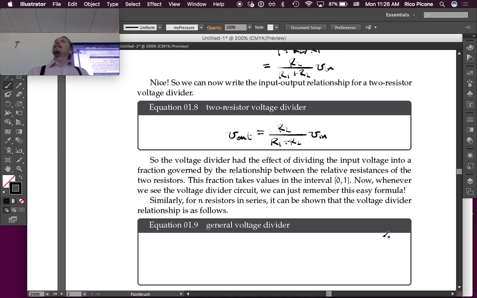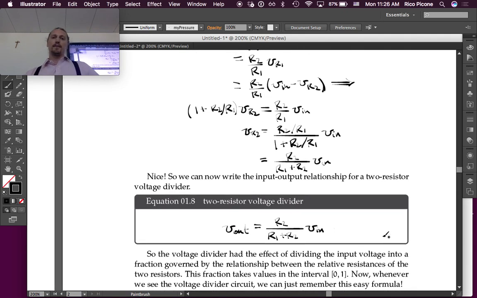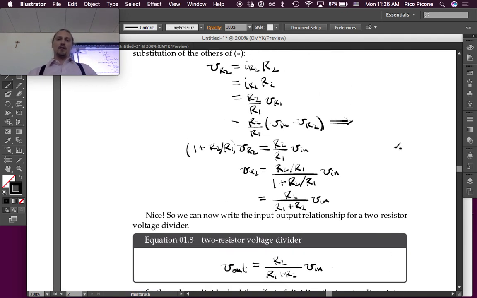Question. The steps above, the 1 plus R2 over R1. Where did the 1 come from? It came from the fact that we had a VR2 on this side already, and we added this R2 over R1 times VR2 term over. So then there was a VR2 and then an R2 over R1 times VR2. So we factored out the VR2. I did a couple steps there.